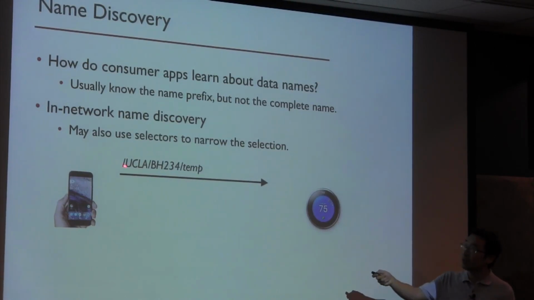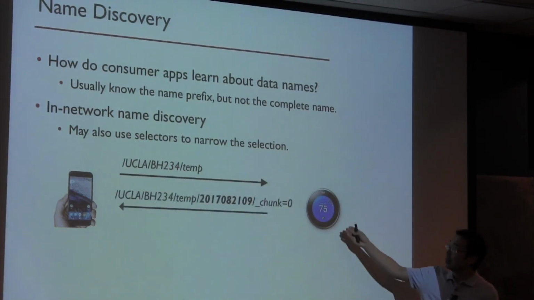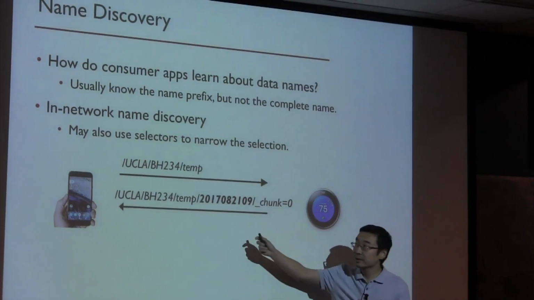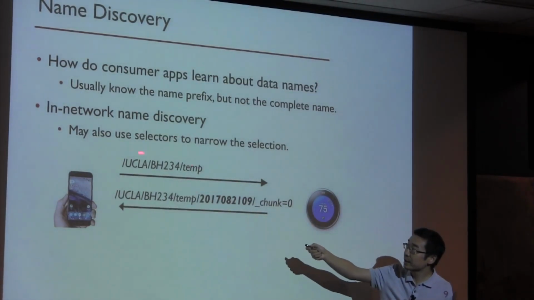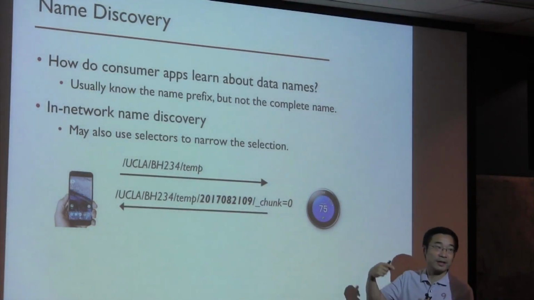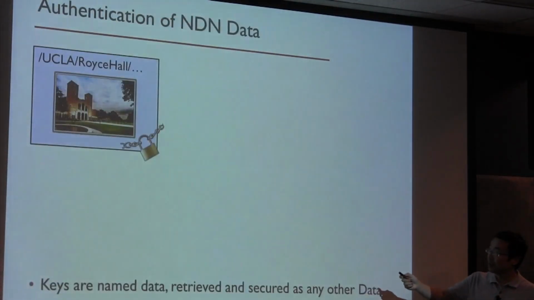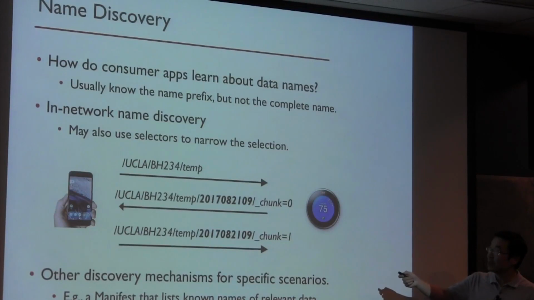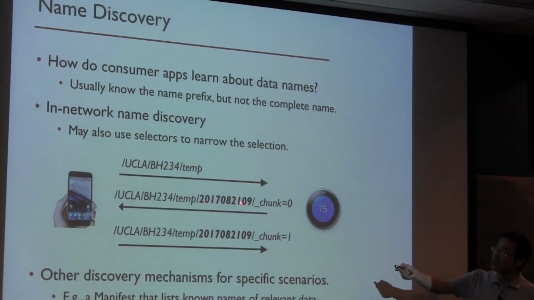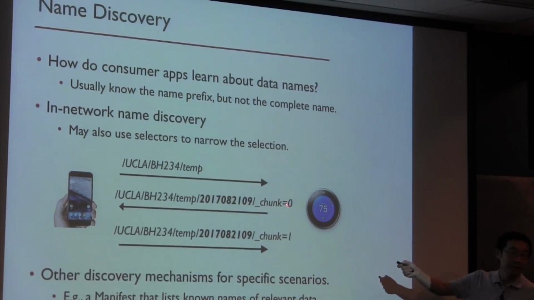But NDN allows you to ask a vague question, a shorter name. Say, give me a temperature. I don't know when. Then any data that shares the same name prefix can satisfy that question. So in this case, this thermostat can send back a reply. You asked for this. Now here is one data that satisfies your request, which contains the timestamp, then say chunk number 0.